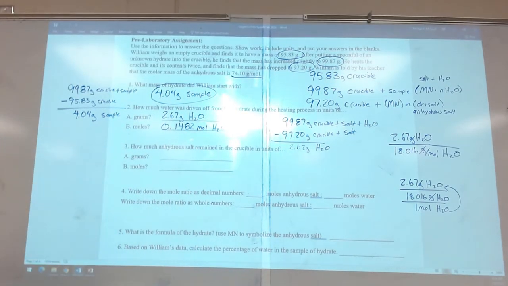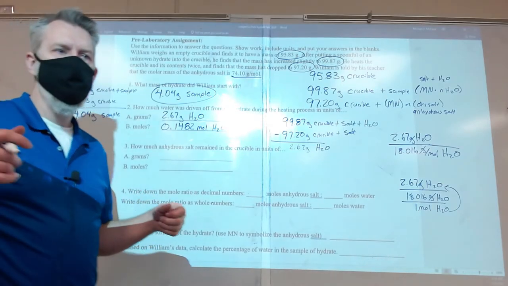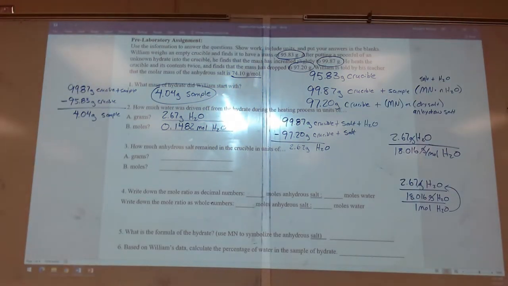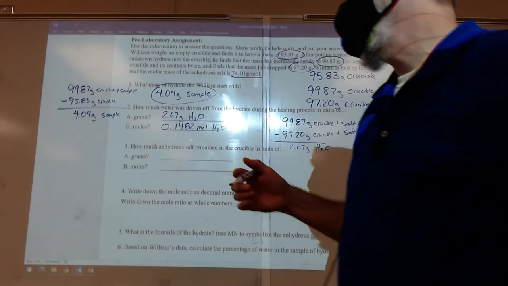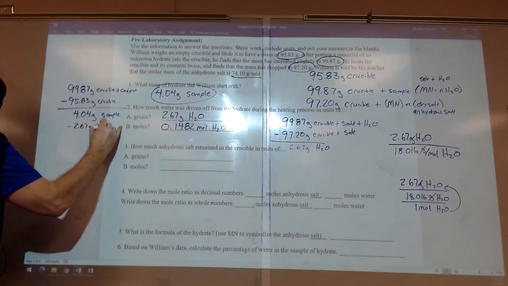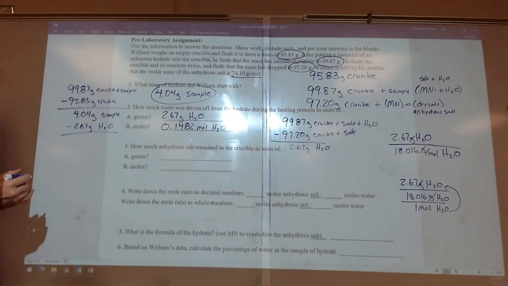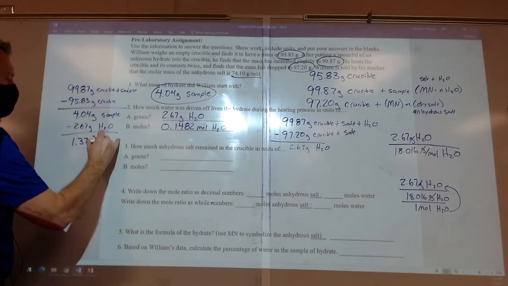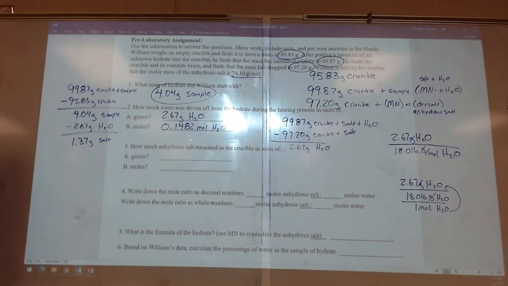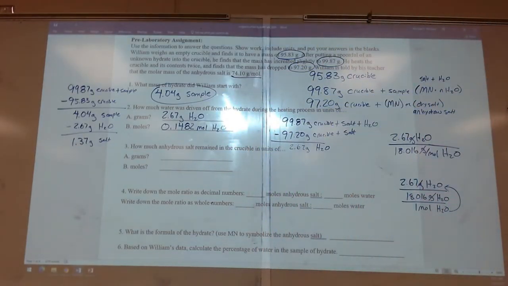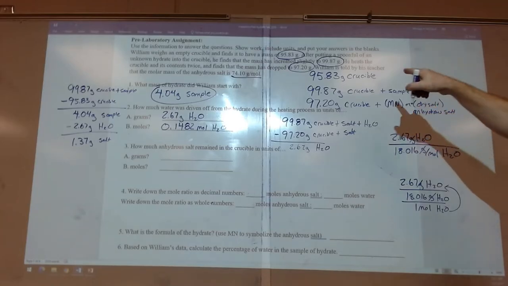How much anhydrous salt remained in the crucible? So what's one way we could solve this one? That is exactly one way we could do this. We could do 4.04 grams of sample minus 2.67 grams of H2O, and that gets us 1.37 grams of, I'm just going to put salt there. Well, it's anhydrous salt. What's another way I could have solved this?